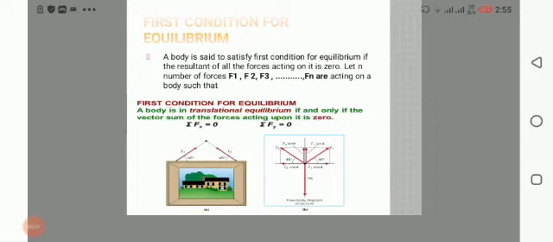Consider a picture hung on a wall. The tension of the rope is equal to the weight of the picture, so both the forces acting on the body are equal in magnitude but opposite in direction, so the picture on the wall is in an equilibrium state.